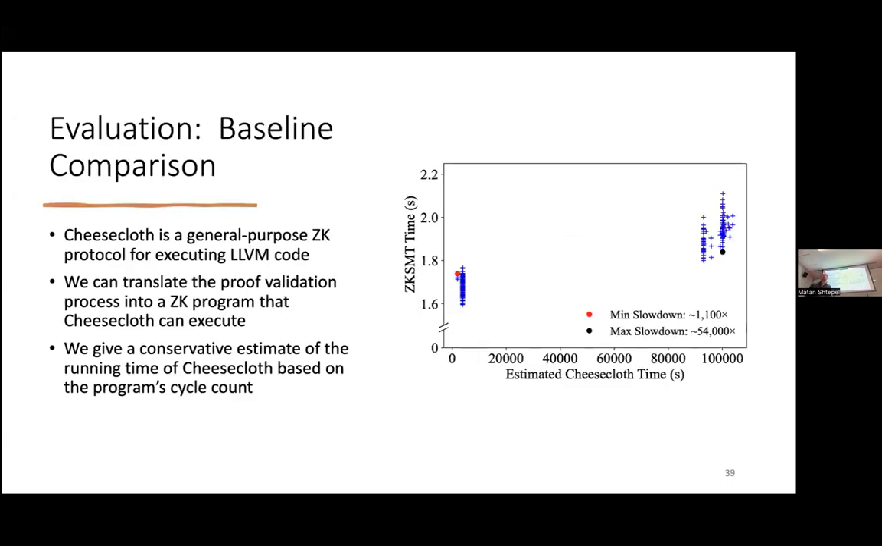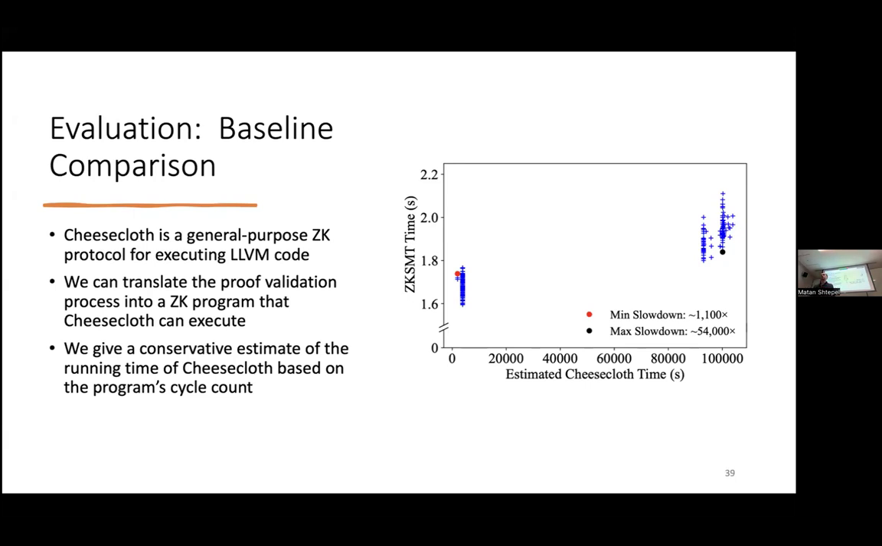For the third part of our evaluation, we did a baseline comparison of ZKSMT against cheesecloth, which is a general purpose ZK protocol for executing LLVM code. Returning to our Boogie benchmarks from before, we can translate the proof validation process for those benchmarks into a ZK program that cheesecloth can execute. And once we have those ZK programs in hand, we can give a conservative estimate of what the running time of cheesecloth would be based on the program's cycle count. And you can see the results here.